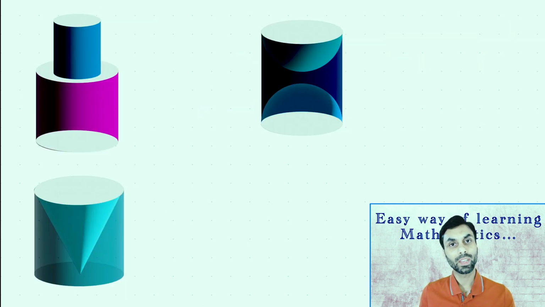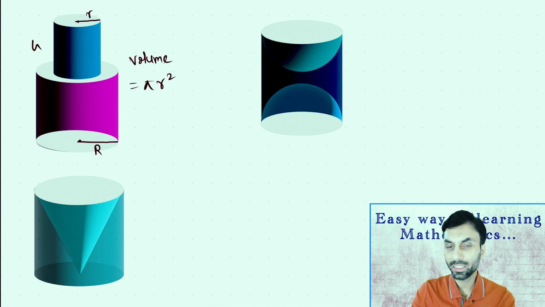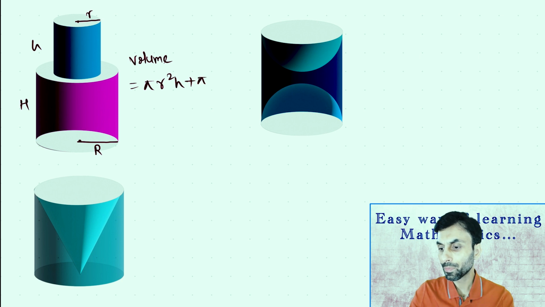Moving to the next part, where a cylinder is kept over another cylinder. If we take the radius of the upper cylinder as r, and for the lower cylinder capital R, and suppose h is the height of the upper cylinder and capital H is the height of the lower cylinder, we get pi r square h for the upper cylinder volume and pi capital R square into capital H for the lower cylinder, which we can write as pi into r square h plus R square H.